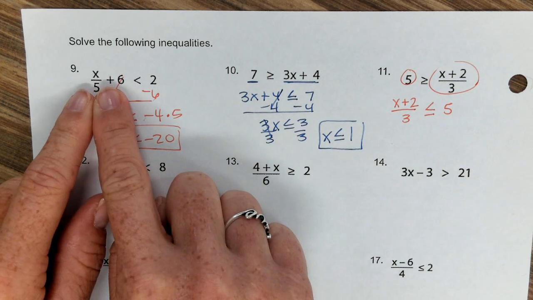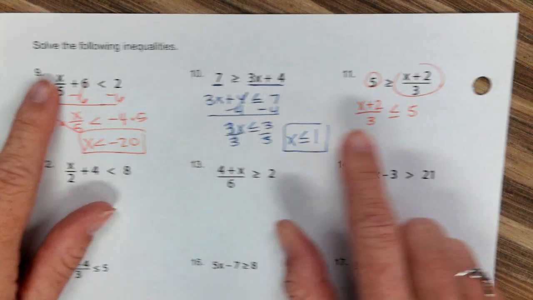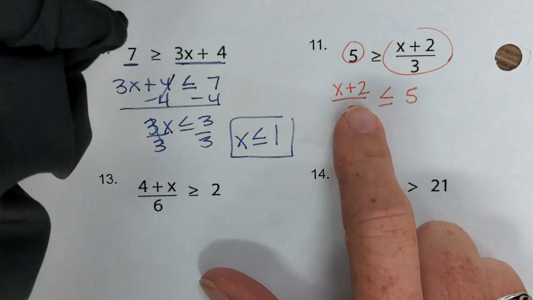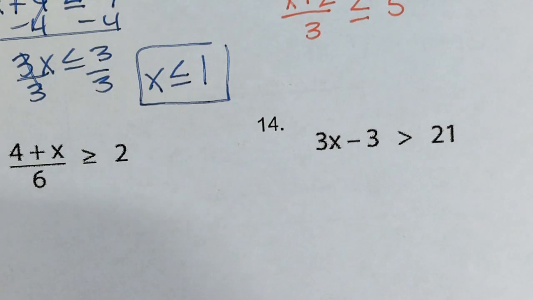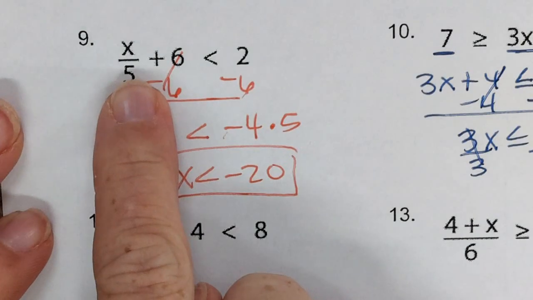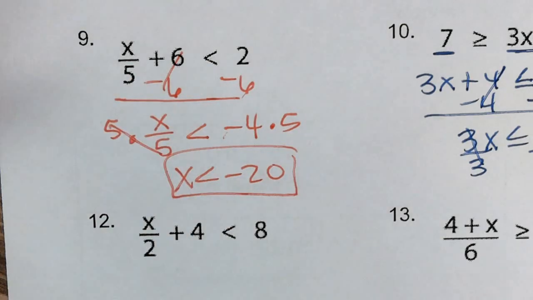This one, only x was being divided by 5. Yes? This one, the entire left side is being divided by 3. Do y'all see the difference? So I could not get rid of the 5 here first because it belonged to the x. And I always get rid of the stuff that belongs to x last.